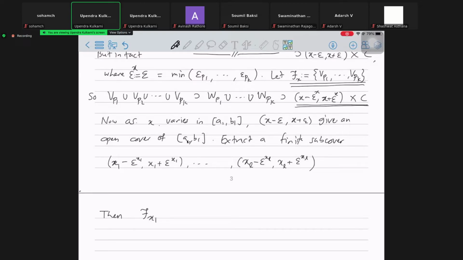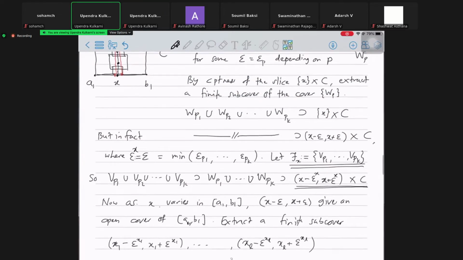And I have taken a finite number of such tubes that will cover the entire thing. So the F sub x1, F sub x2, union up to F sub xl is a finite subcover of A1 comma B1 cross C, which is all of K. Sir, could you just once repeat what are x1, x2, xl? Correct. So notice what is happening.